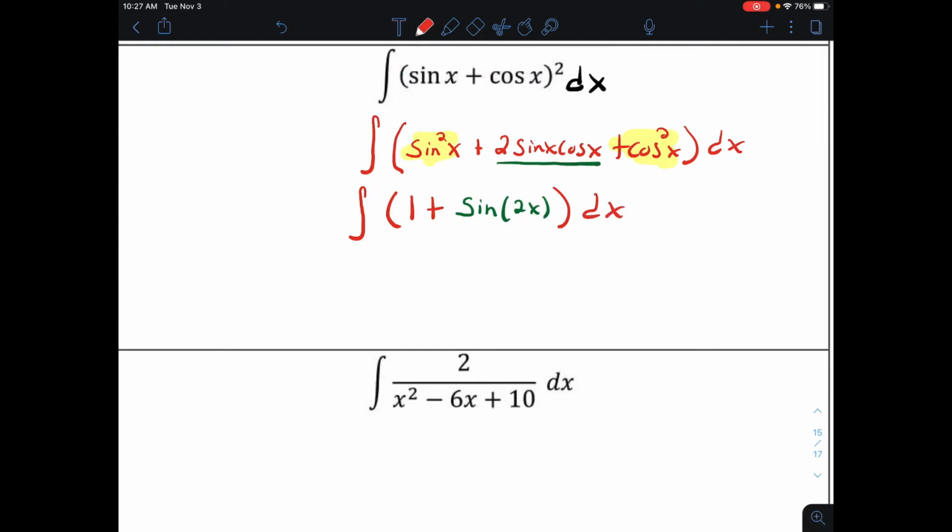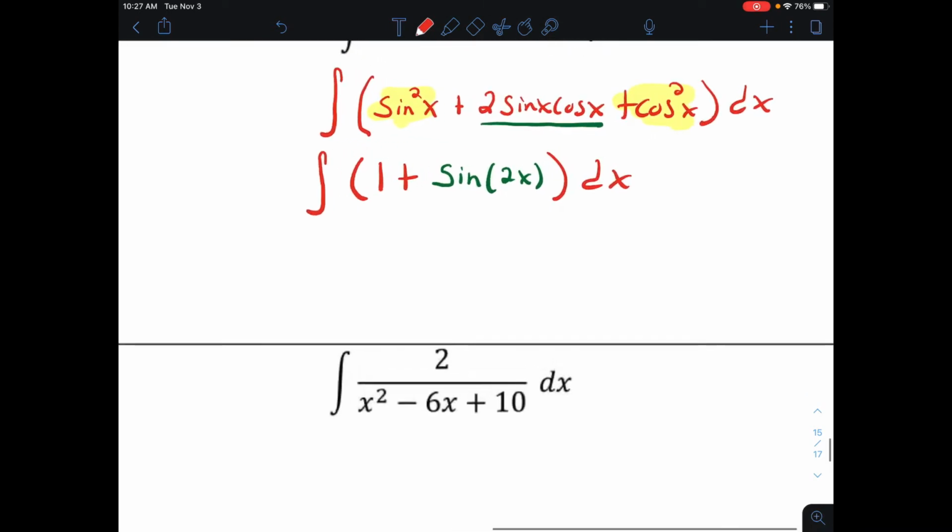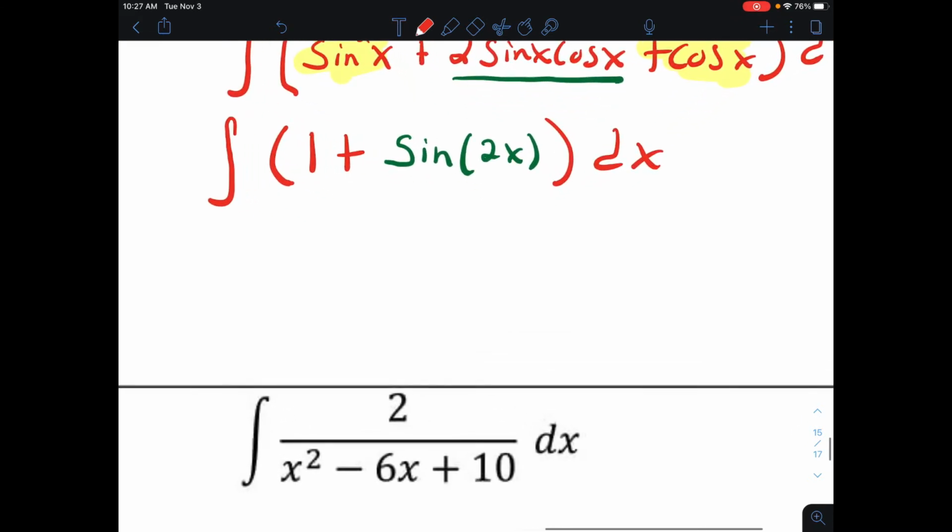And we have dx on the end. So we'll break this up, and we would integrate this as 2 separate problems. So we'd have the indefinite integral of just dx plus the indefinite integral of sine of 2x dx. And so we're looking here at these 2 separate problems.